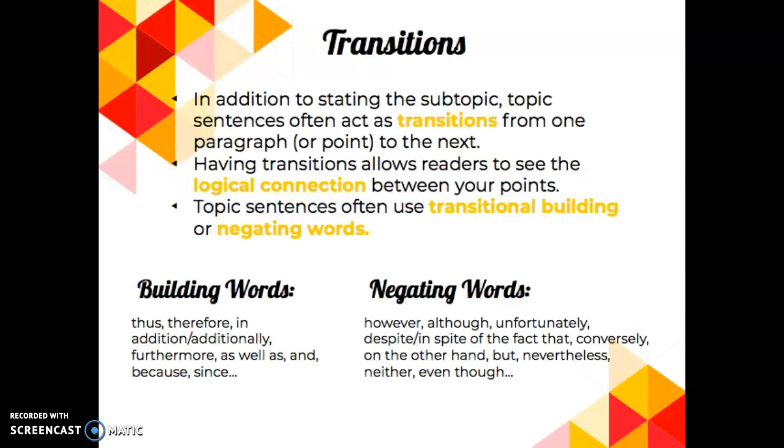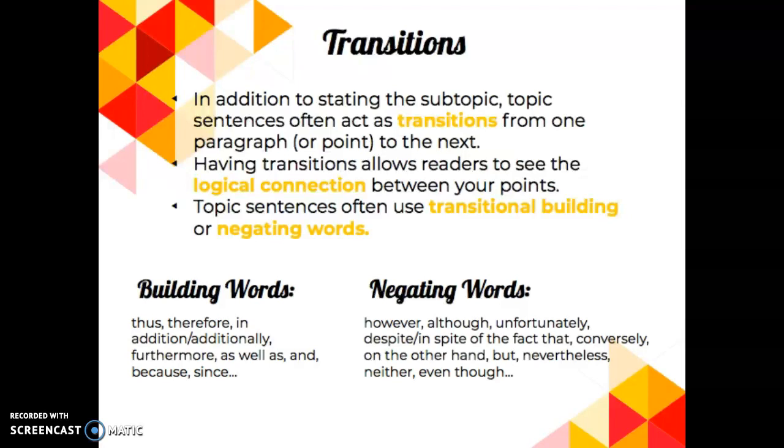Topic sentences not only transition by restating ideas from the previous paragraph in conjunction with the new topic, but also by using transitional phrases. These are words that show the relationship between points. If the paragraphs are building the argument together, or if you're exploring the complexities or ins and outs of an issue, or introducing an opposing argument, you'll use different transitional phrases.